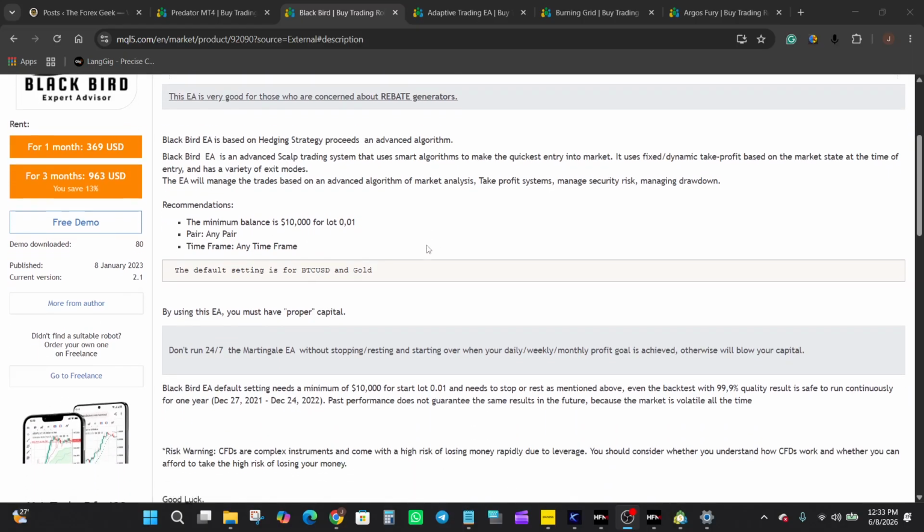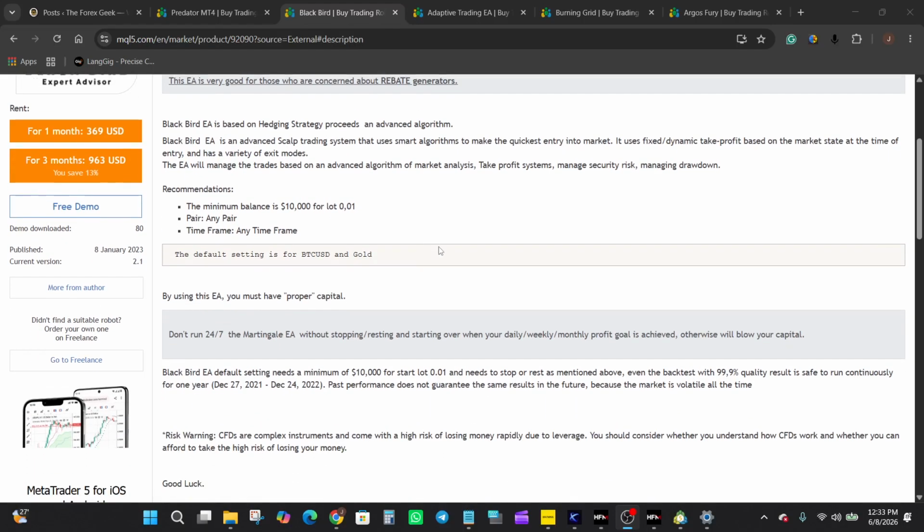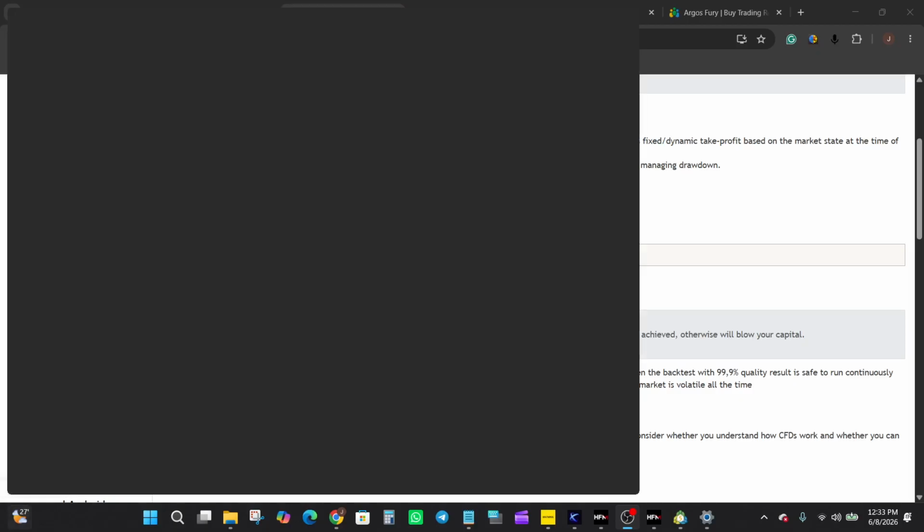All right. So one key thing I noticed is the emphasis on trade management rather than just entries. It mentions dynamic take profit and different exit modes depending on market conditions. So instead of a fixed approach, the EA adapts how it closes trades based on what the market is doing at the moment.